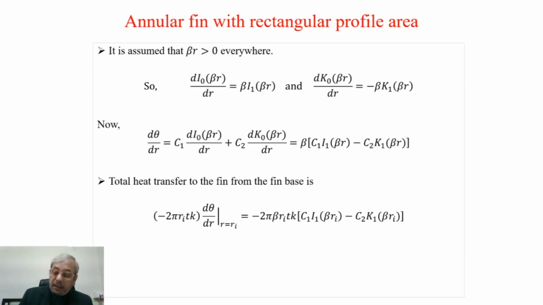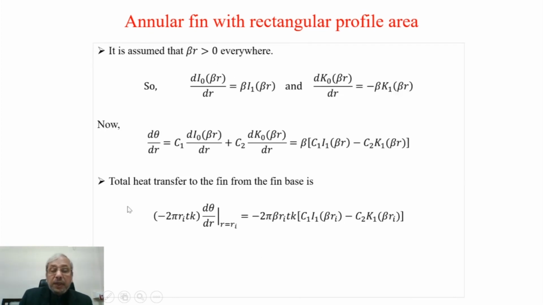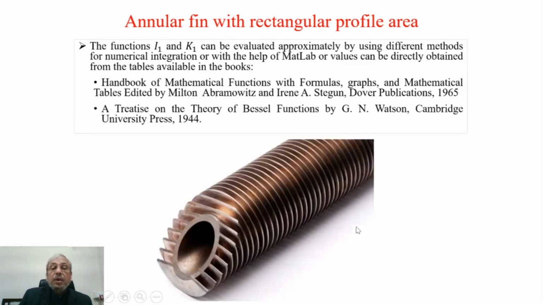So we get the solution theta, but the solution is in terms of C1 and C2. We get heat transfer; heat transfer is also in terms of C1 and C2. Now these can be evaluated approximately by using different methods for numerical integration or with the help of MATLAB, or the values can be directly obtained from the tables available in many books.